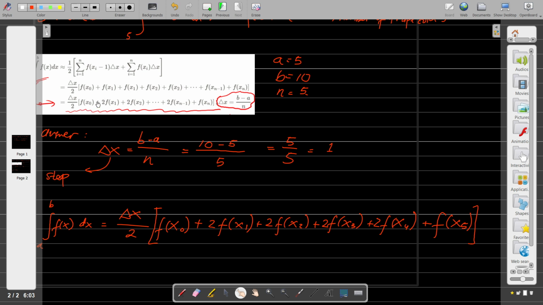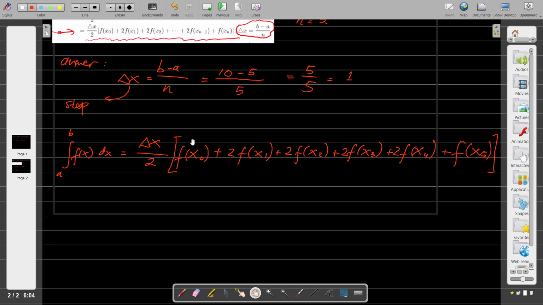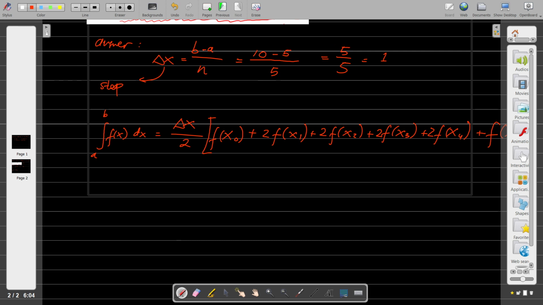So this is the first one, it is not multiplied by 2, and then the last one is also not multiplied by 2, but in the middle part we have to multiply all of them by 2. Like this, so we have f(x0) until f(x5). Now we are going to find all the values of this f(x). I will go to this first.